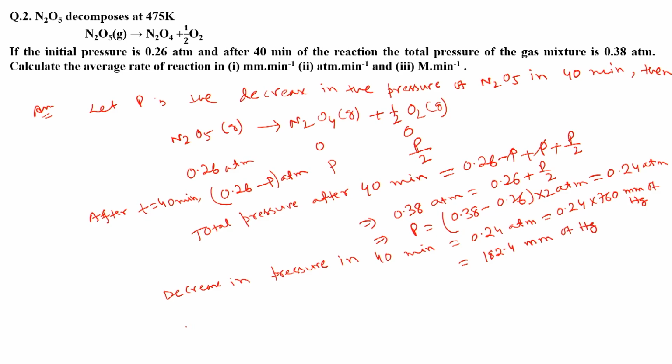So average rate of reaction, first part. So we have to calculate in millimeter per minute. Okay, so this is in millimeter unit pressure, and time is 40 minutes, right, divided by 40. So you get 4.56 millimeter minute inverse.